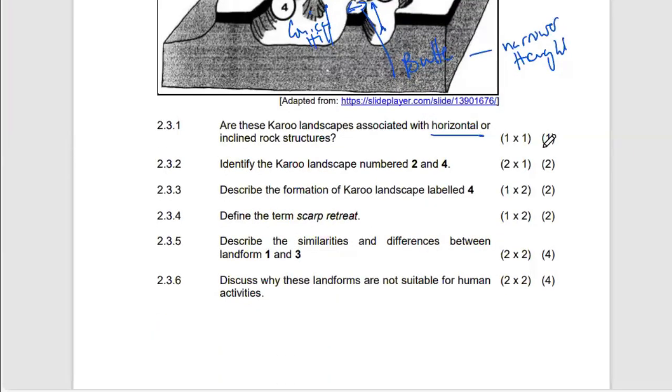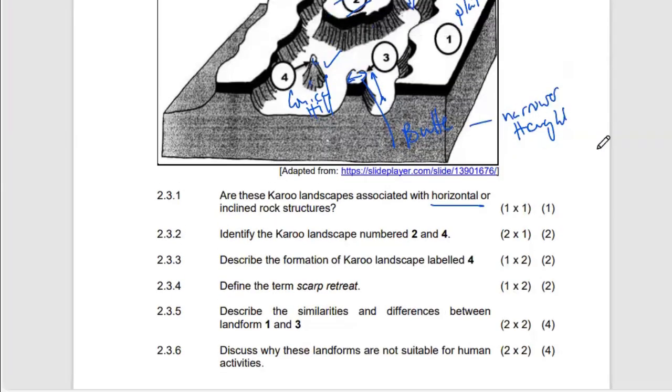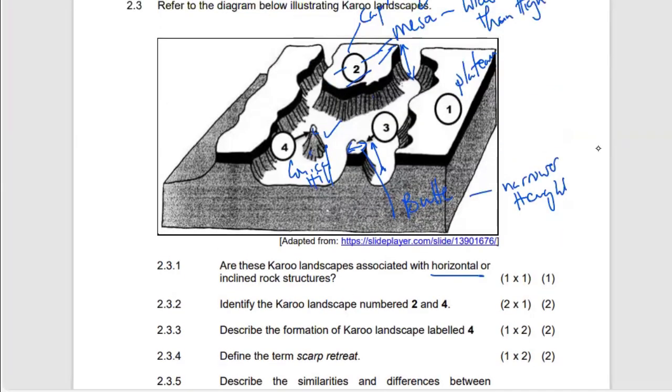Describe the formation of the Karoo landscape labeled 4. Labeled 4, you explain this from the formation of these landforms here. What you need to explain here is the fact that there is no more cap rock here. The conical hill develops from a butte along the line of development. The butte's cap rock is weathered and eroded away.